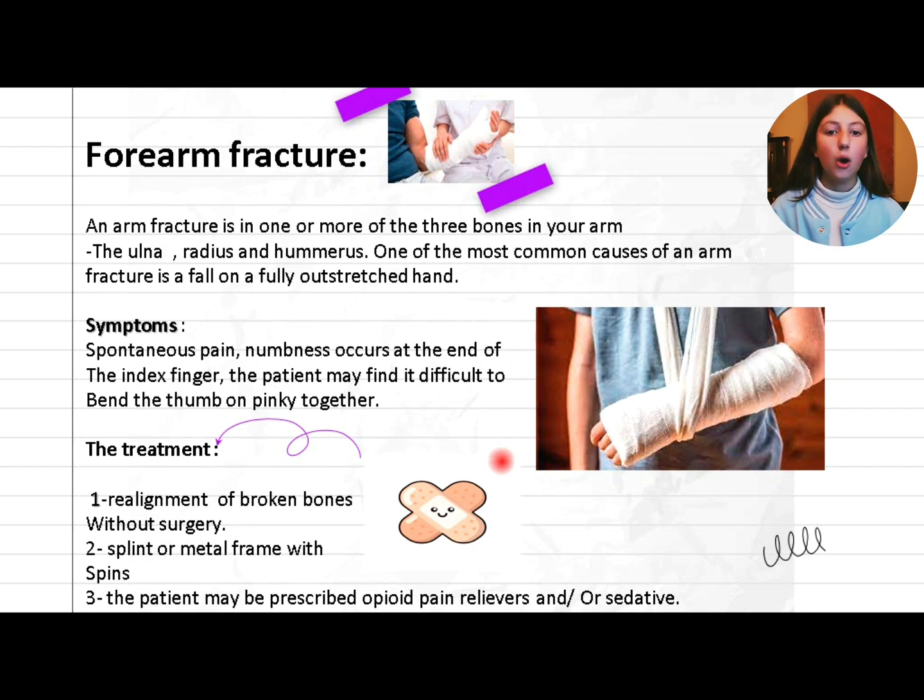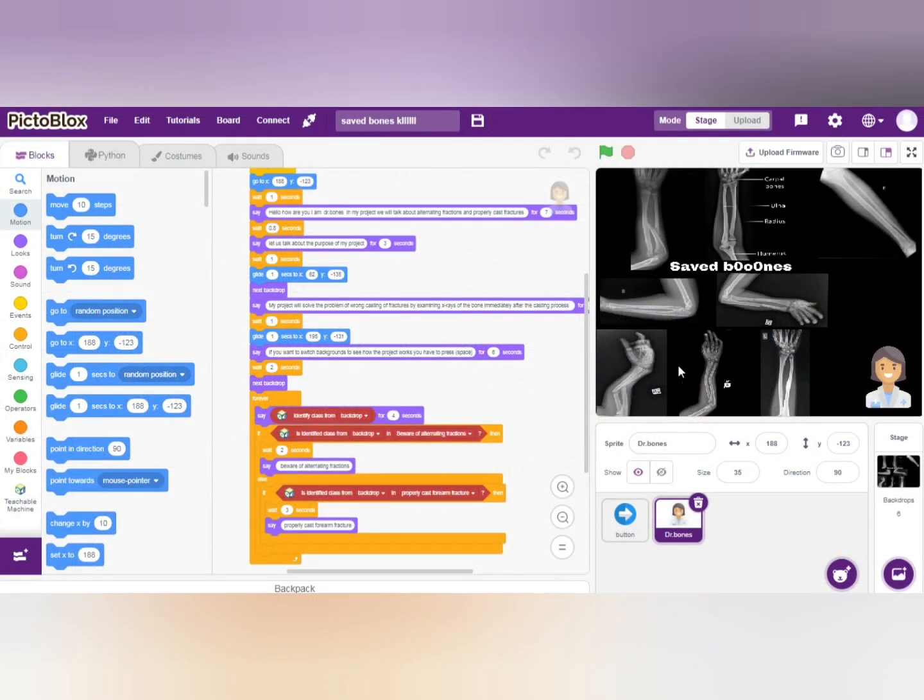The treatment: 1. Realignment of broken bones without surgery. 2. Splint or metal frame with spins. 3. The patient may be prescribed opioid pain relievers and or sedative. Now let's move on to project coding to show you more how I programmed.